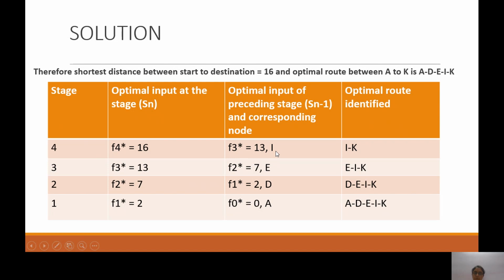F3 star was 13 up to I. F2 star was 7 up to E. F1 star was 2 up to D. And F0 star was 0 up to A. So this gives me a table which is my summary table, or my final table, which gives me the exact idea from the first stage to the last stage of what is happening.